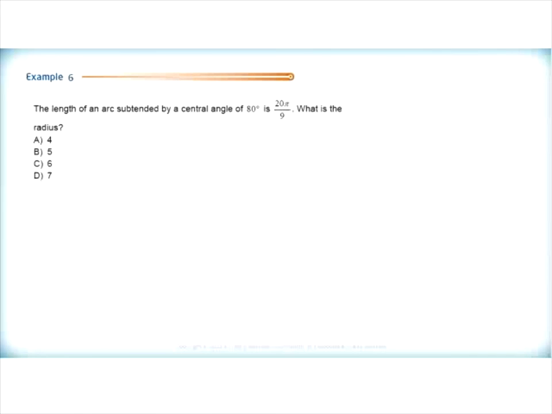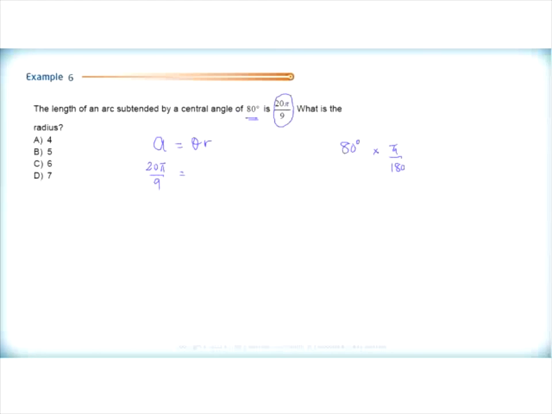Another example, the length of an arc subtended by a central angle of 80 degrees is 20 pi over 9. What is the radius? Simply use our same formula again. A is equal to theta times R. Now this time we're given the measure of the arc. The measure of the arc is 20 pi over 9. We're given the measure of the angle, but again, note the angle is in degrees. I need to change that degrees to radian measure.